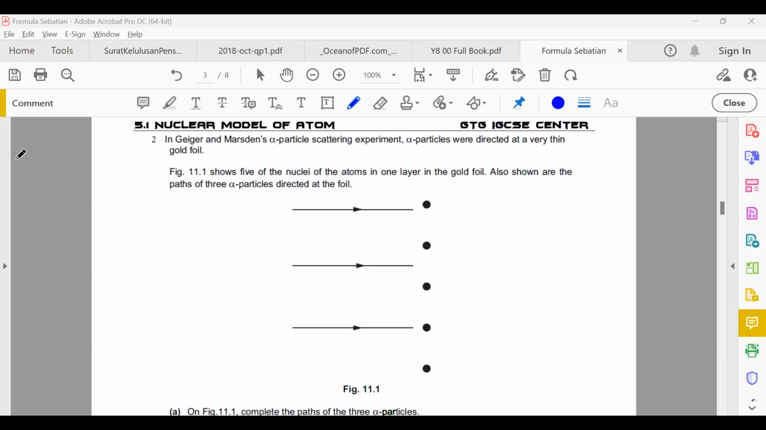The proton and neutron and electron number is the same, right? Proton and electron number is... That's it.